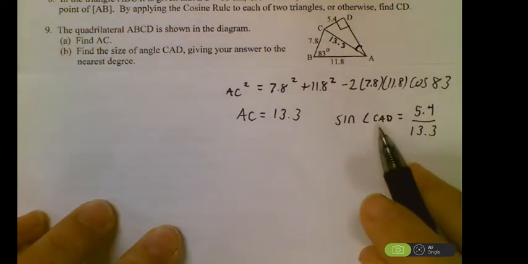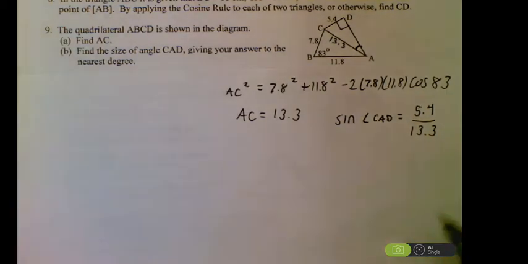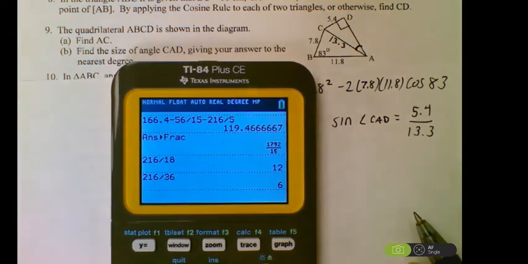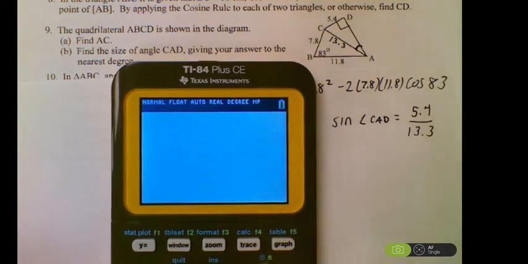And so anytime you're trying to find an angle, that means to use an inverse function. So again, make sure you're in degrees for this problem. But if I did the inverse sine of 5.4 over 13.3, we get the size of our angle. So to 3 sig figs, we'd have to say about 24.0, correct to 3 sig figs.